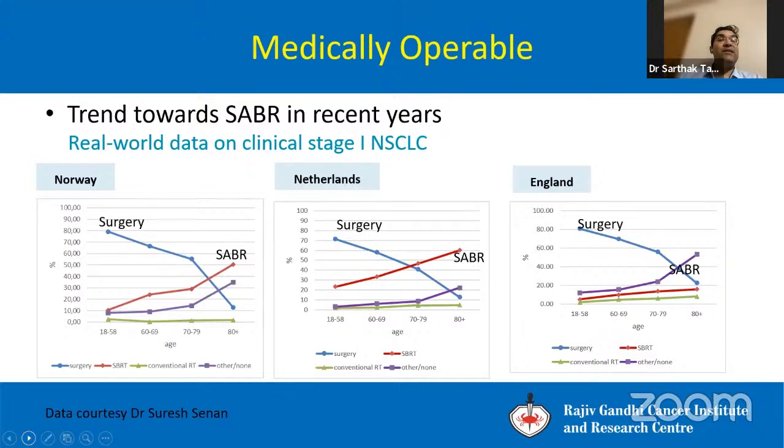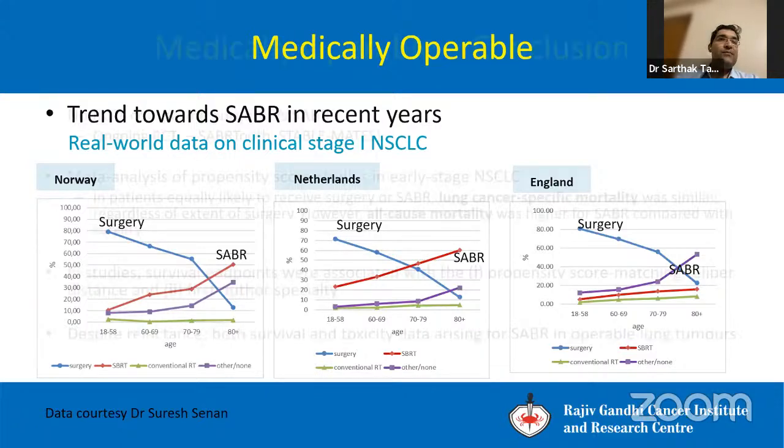And what they have seen, in data collected over time, is that the incidence of SABR is increasing in comparison to surgery, which has been decreasing. It could be both, and obviously this is a population-based survey, so we don't know whether this includes just medically operable or inoperable patients. What is the comorbidity rate? What is the staging? We don't know. This is just trend data. Next.